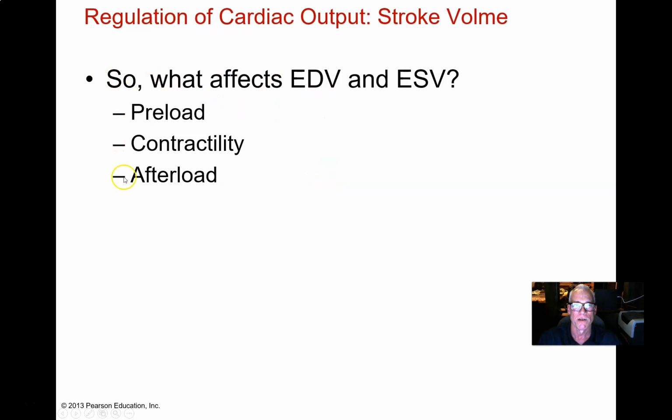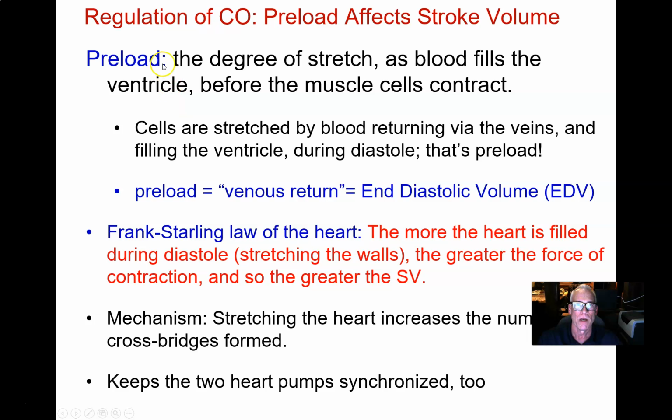So here are the 3 things that affect end diastolic volume and end systolic volume, and then we'll really have a handle on stroke volume. Preload is the amount of blood returning to the heart during diastole. Preload is the exact same thing as end diastolic volume. It's a synonym. It's also synonymous with venous return. I like venous return because it explains what's happening. Blood is returning to the ventricle during diastole. How much? A specific volume. That's what we call venous return, that volume which returns to the ventricle.